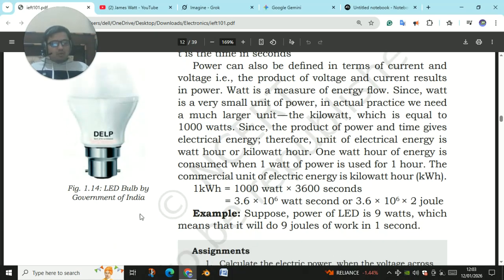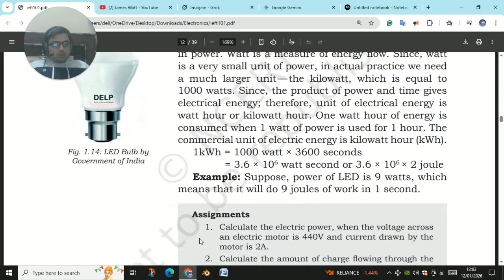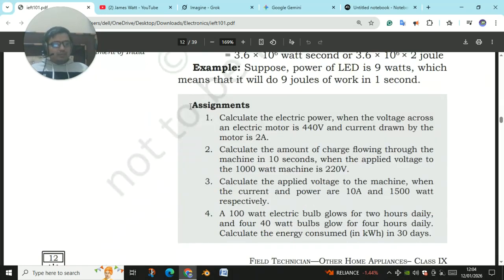LED bulb by Government of India. 1 kilowatt hour is equal to 1000 watt into 3600 second, 3.6 into 10 raised to power 6 watt second. Suppose the power of an LED is 9 watt, which means that it will do 9 joules of work in 1 second. Assignment.